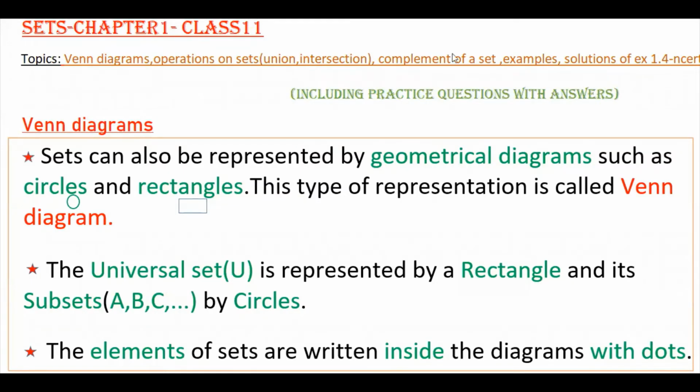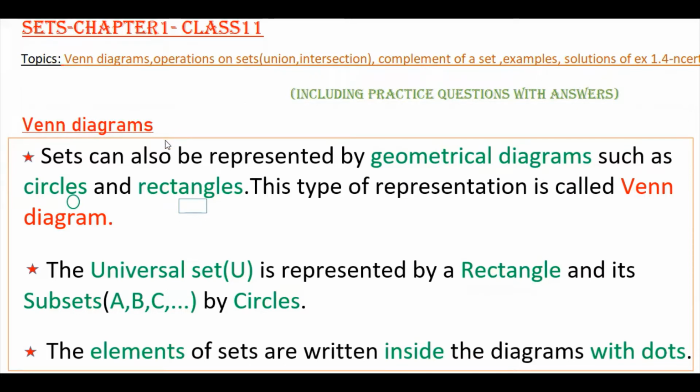Hello everyone. Today I am going to tell about Venn diagrams, operations on sets which include union and intersection, complement of a set, and examples and solutions of exercise 1.4 from NCERT. Now I am going to tell what is a Venn diagram.